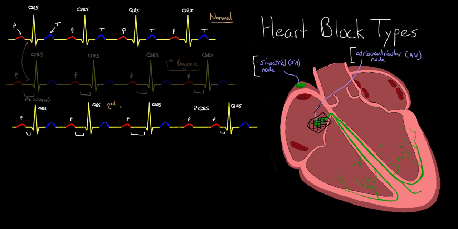And this is called a second degree block. But because nothing is simple, people have given this another name. This is also called a Mobitz type 1 block. And because really nothing is simple, this has a third name called Wenckebach.